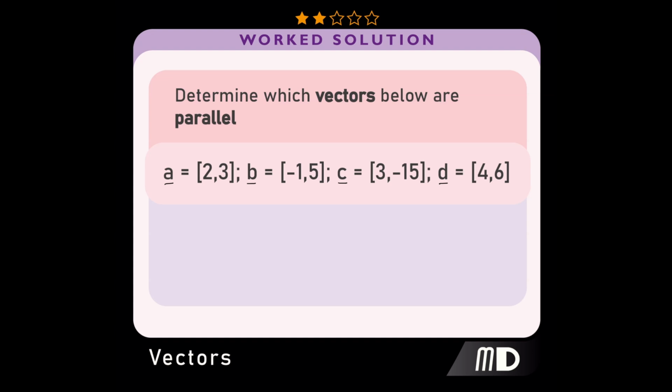The vectors A, B, C and D are written in this question as coordinate vectors in square brackets. We can divide these vectors by dividing each element of one vector by the corresponding element of the other vector. When their ratios are equal, the vectors are parallel. So let's divide vector A by each of the vectors B, C and D.